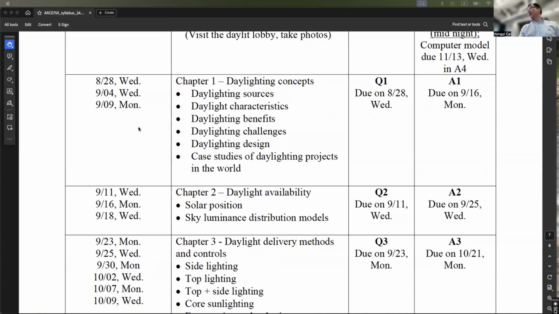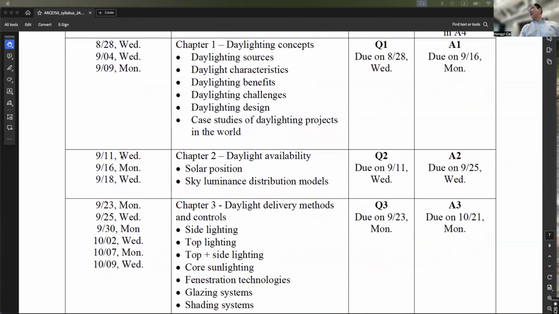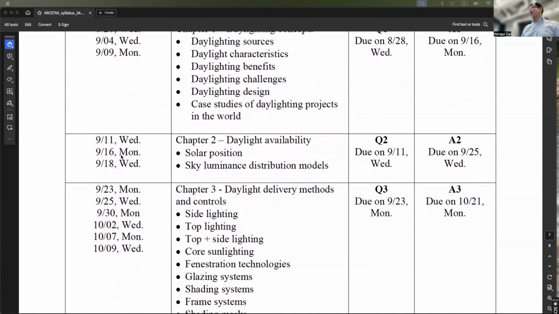We are still in chapter 2. We will continue to talk about the calculations for solar position, and then today we are going to talk about more advanced systems, online calculators, the sun position. Those ones are actually more interesting than the hand calculations. So we will cover that, and the last class will be sky luminous distribution model. This will be taught on Wednesday.